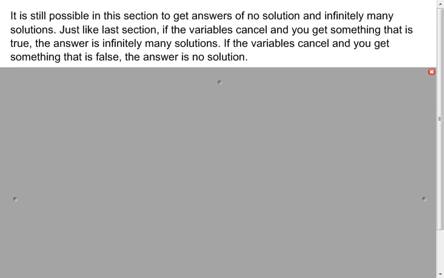Just like the last two sections, you can get one solution, no solution, and infinitely many solutions. Just like last section, in order to get one of those special cases, your variables have to cancel out. If the variables cancel and you get something that's true, that's still infinitely many solutions, just like last time. If the variables cancel and you get something that's false, the answer is no solution, just like last time. Okay? So here's one of those.